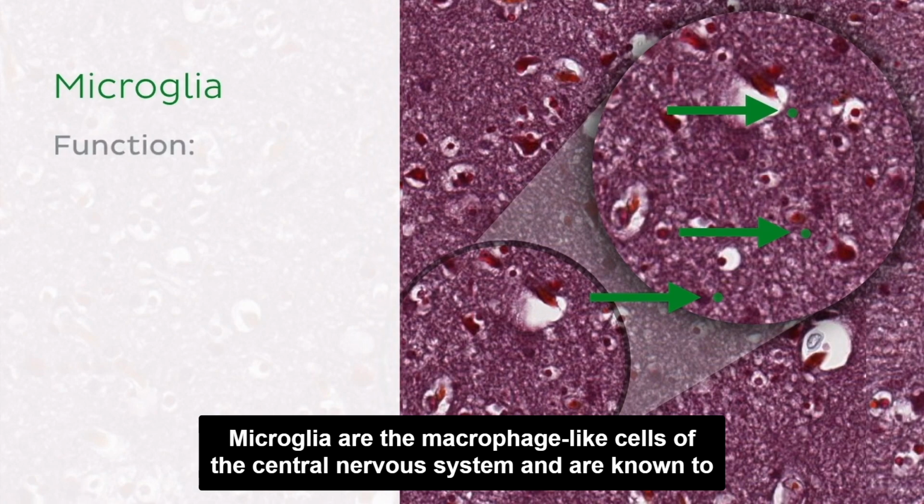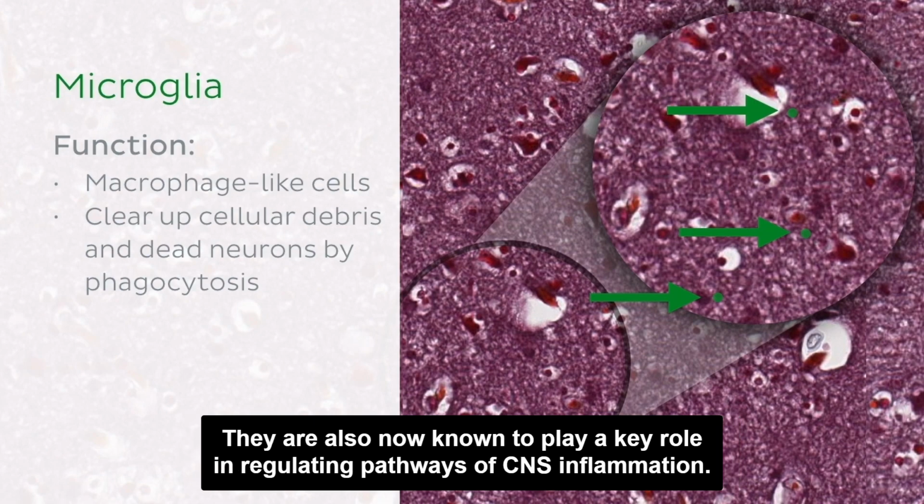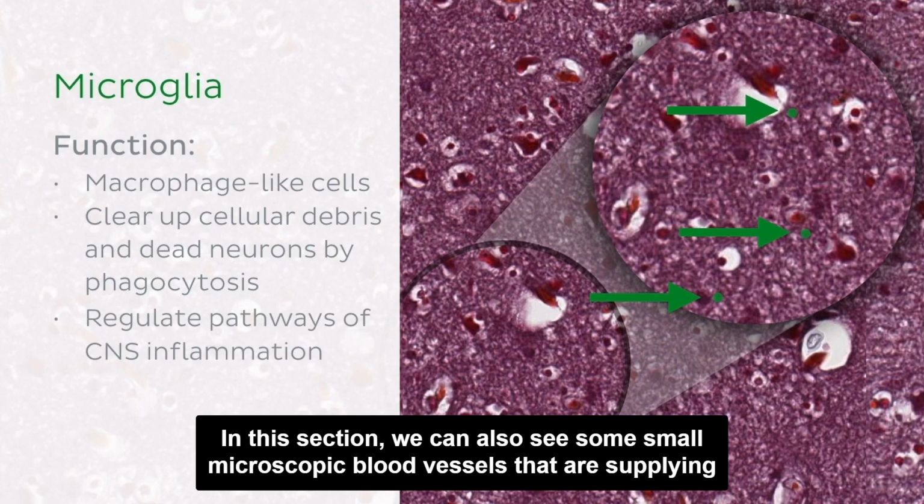Microglia are the macrophage-like cells of the central nervous system and are known to clear up cellular debris and dead neurons from nervous tissue by means of phagocytosis. They are also now known to play a key role in regulating pathways of CNS inflammation. In this section, we can also see some small microscopic blood vessels that are supplying the grey matter.